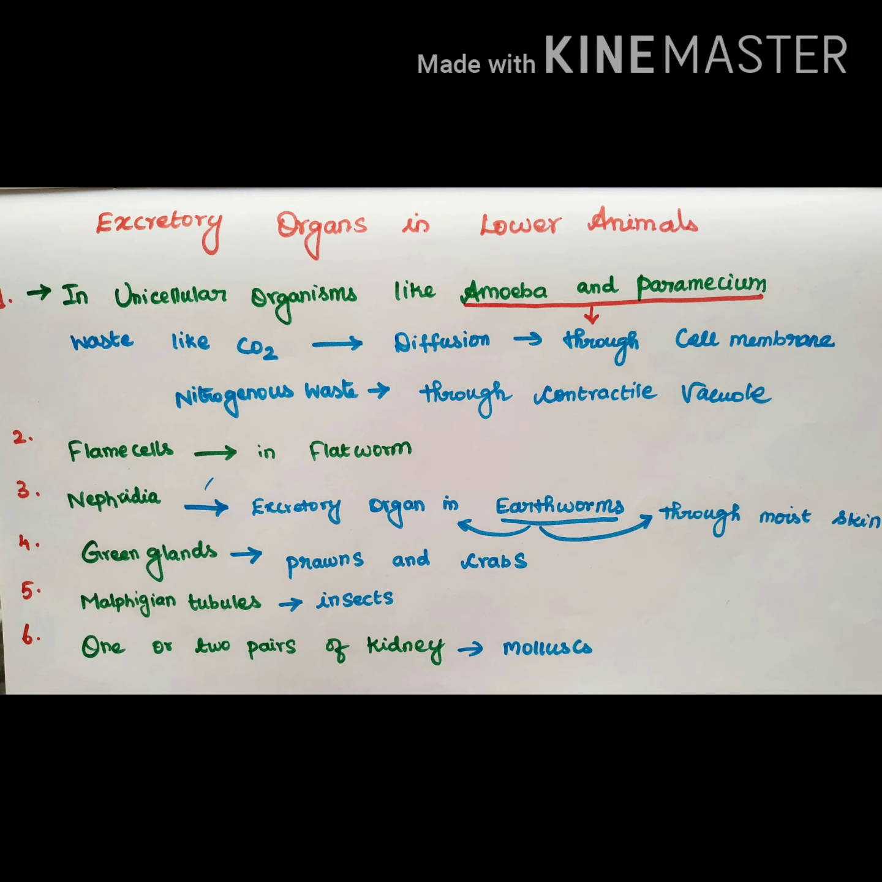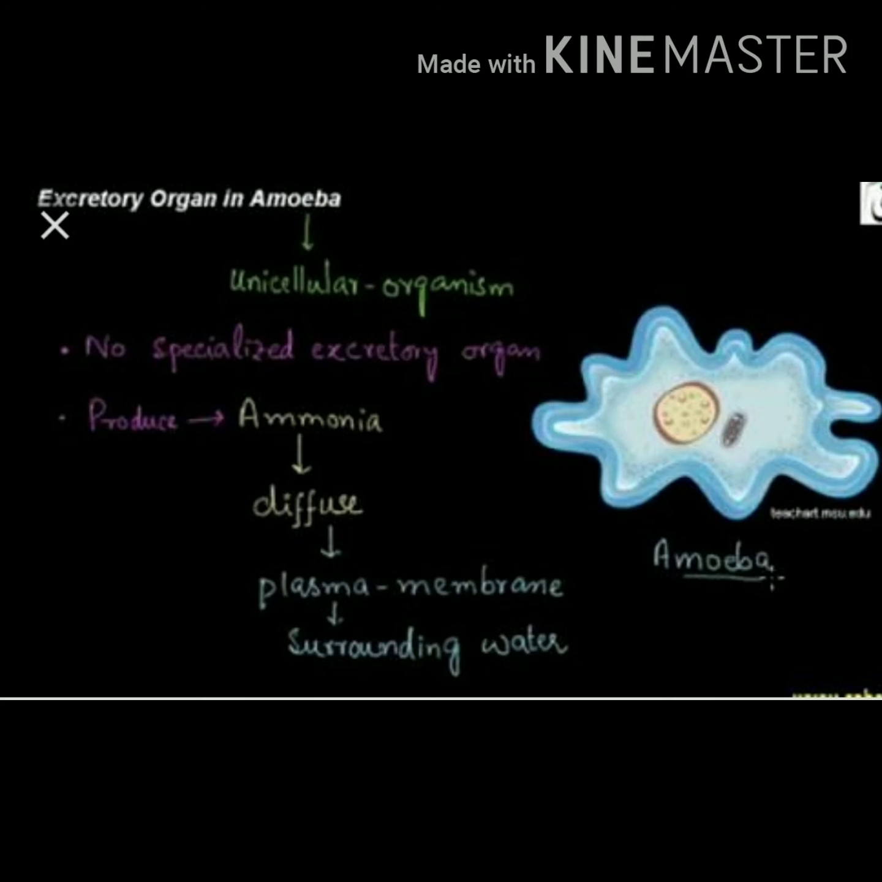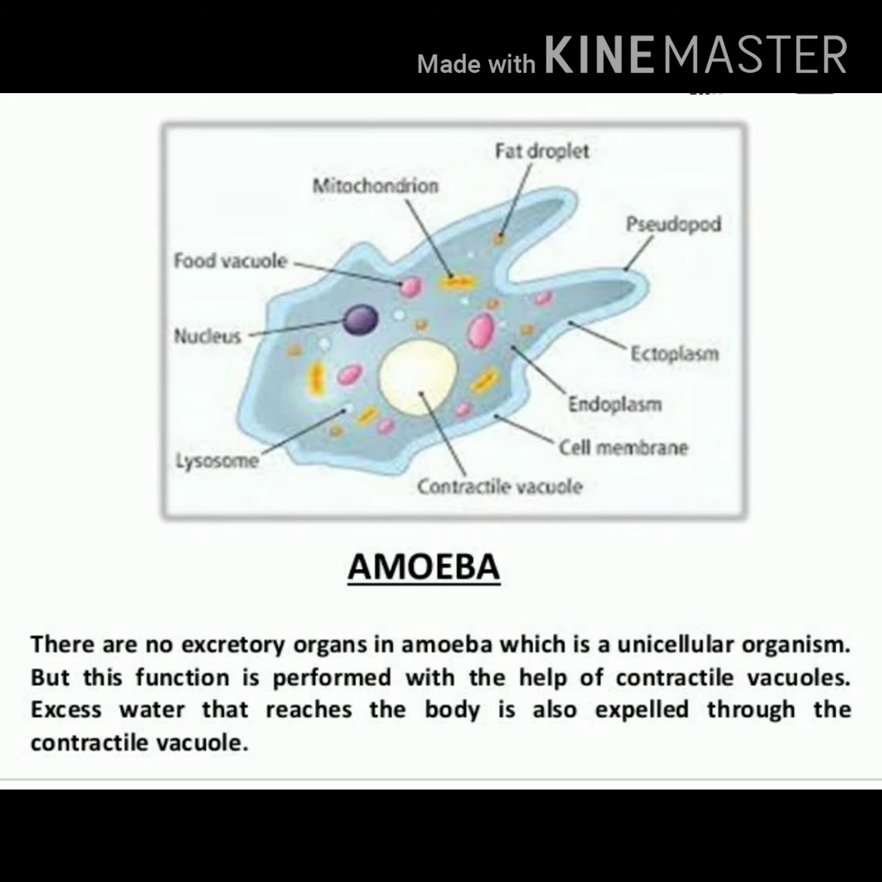Okay, and this diffusion, where may it take place? Through the cell membrane. The diffusion may take place through the cell membrane if it is carbon dioxide. But if it is a nitrogenous waste, then it gets released through the contractile vacuole. So just see the amoeba right here. As I already said, if it is a gaseous waste, that is carbon dioxide, it gets released through the process called diffusion. And if it is a nitrogenous waste, it gets released through the contractile vacuole.